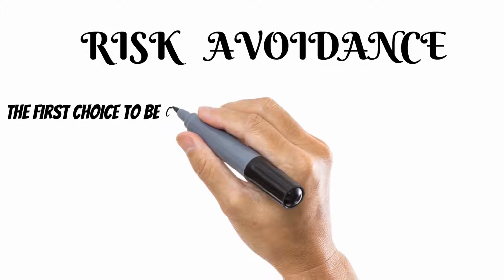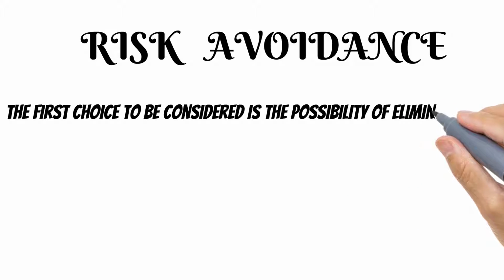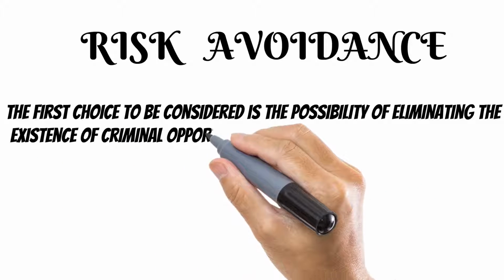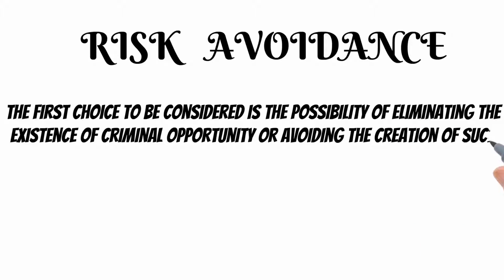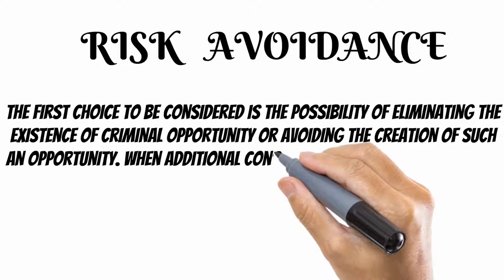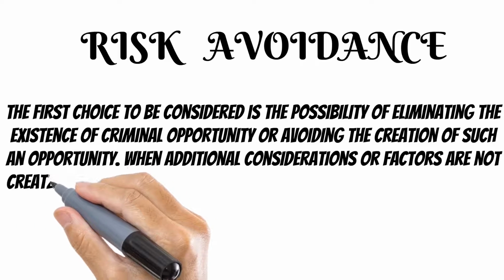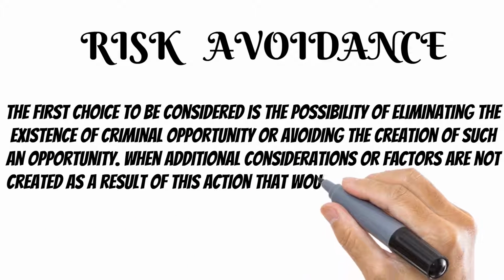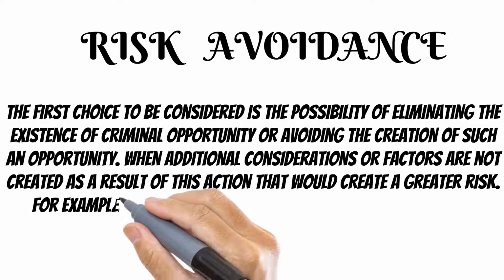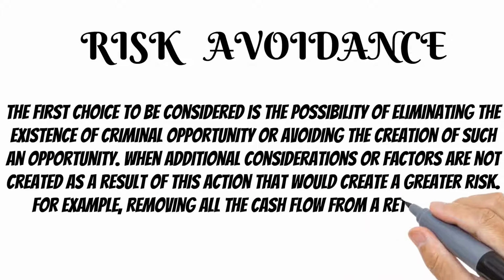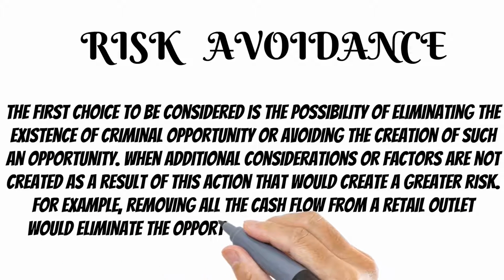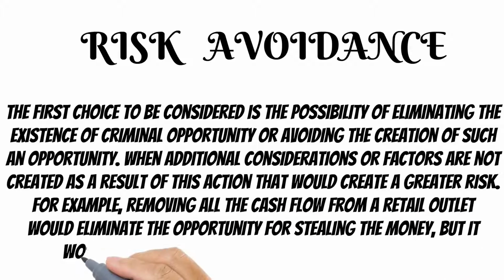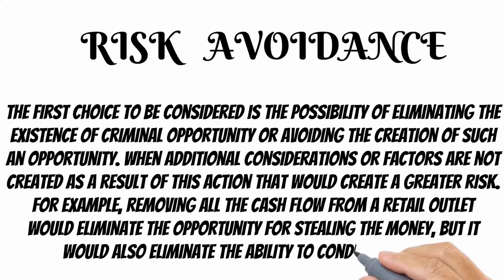Risk options. Risk avoidance. The first choice to be considered is the possibility of eliminating the existence of criminal opportunity or avoiding the creation of such an opportunity, when additional considerations or factors are not created as a result of this action that would create a greater risk. For example, removing all the cash flow from a retail outlet would eliminate the opportunity for stealing the money, but it would also eliminate the ability to conduct business.